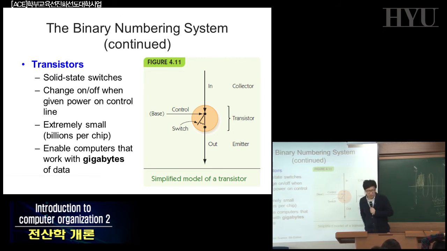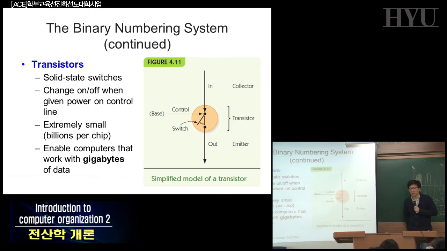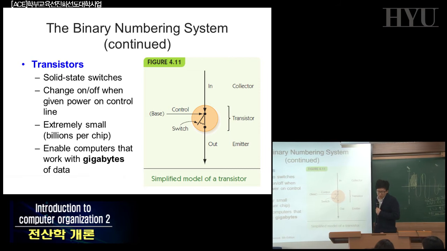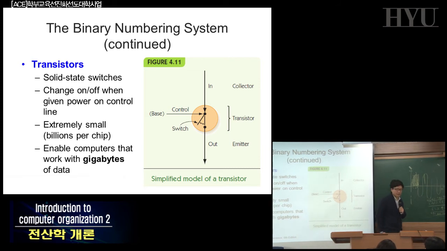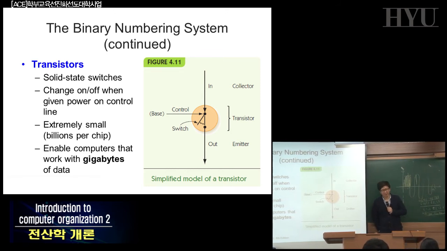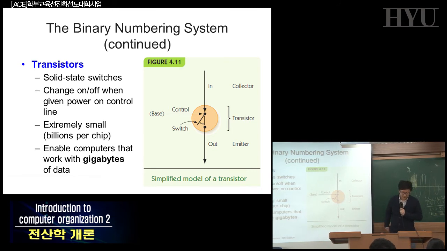Solid state switches change on and off when given power on the control line, extremely small, billions per chip. Billion이 얼마야? 몇 억? Per chip. Enable computers that work with gigabytes of data. You often hear in the news about memory chips, 1 giga, 2 giga, 10 giga, stuff like that. 이거, do we need to memorize this? Probably not, but I want you to know how it looked like.